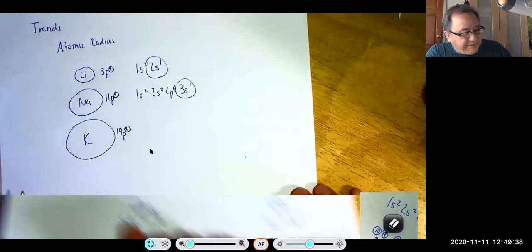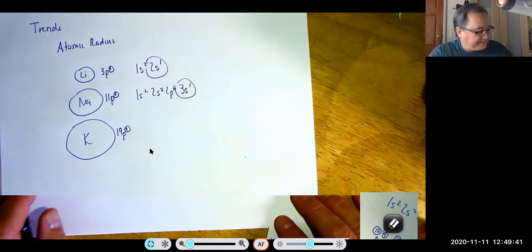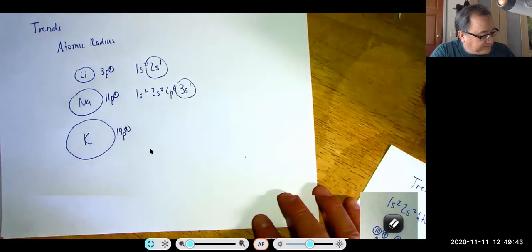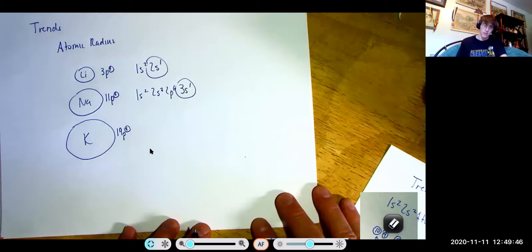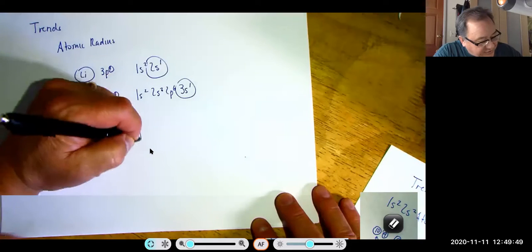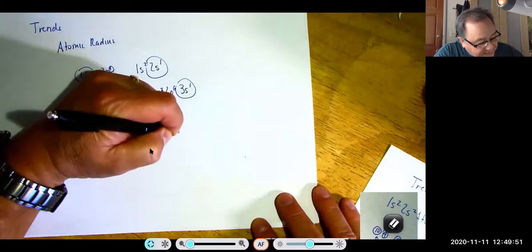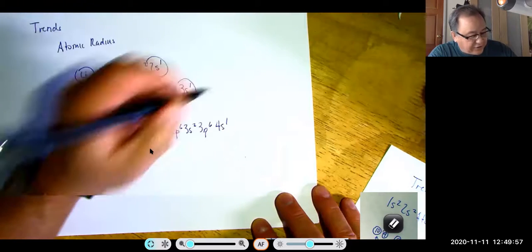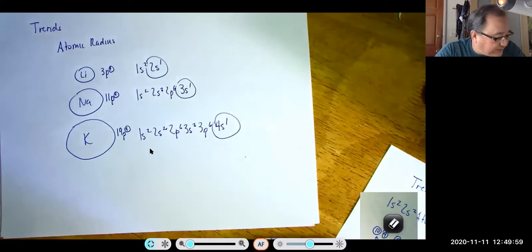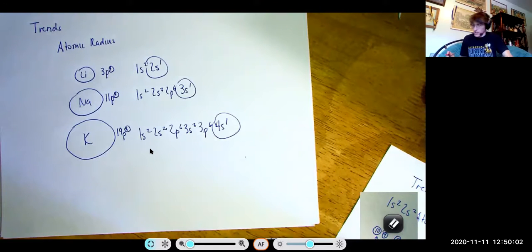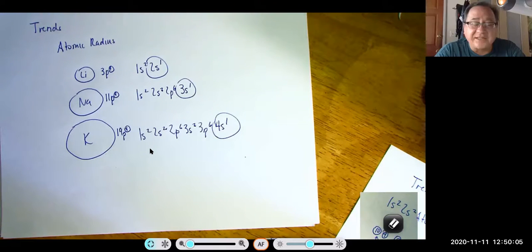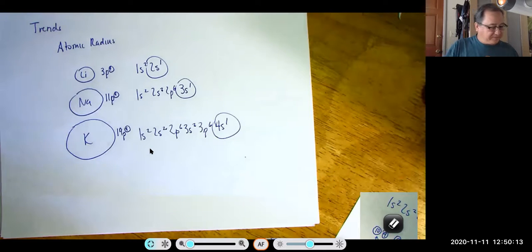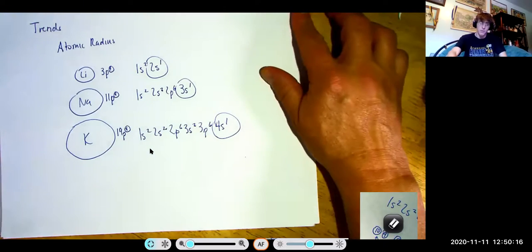So what does having an extra shell of electrons do for you? Just increases your size. Right. So potassium is 1s2, 2s2, 2p6, 3s2, 3p6, 4s1. Here you're looking at a 4. So why is potassium larger? It's because it's got electrons in the 4th shell. Are you with me there? Yeah, I'm with you there.